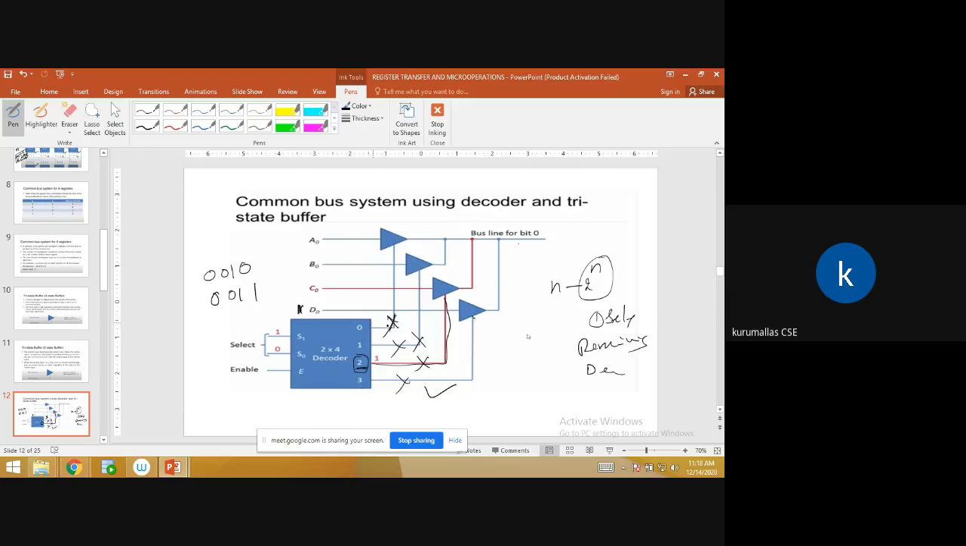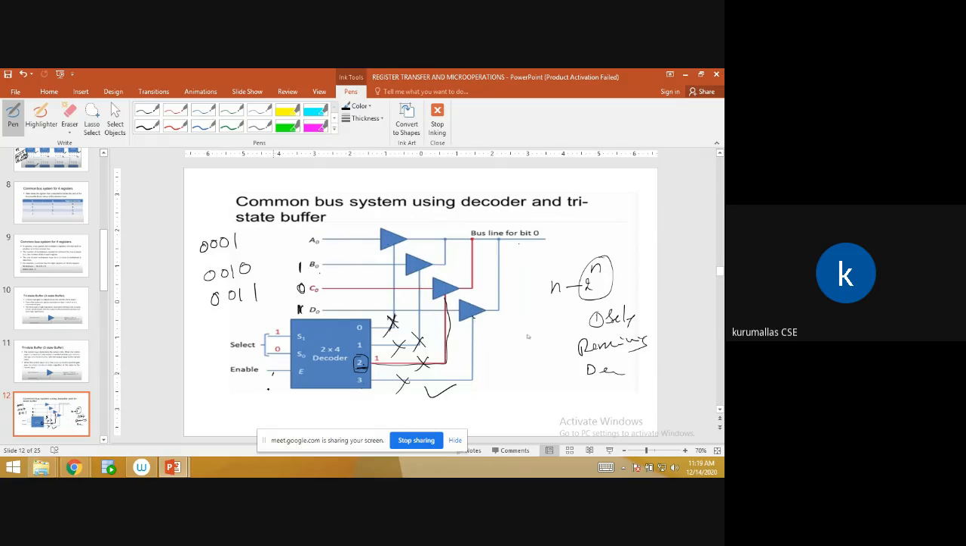If we give 0 0 1 0, this one is selected. So this one means C naught is selected. If you give 0, the input of C naught is sent to this bus line. And what about this one? 0 0 0 1, B naught is selected. Suppose it is 1, then the 1 is sent to the B naught line, and that information is sent to this bus line. Like that we have to give.